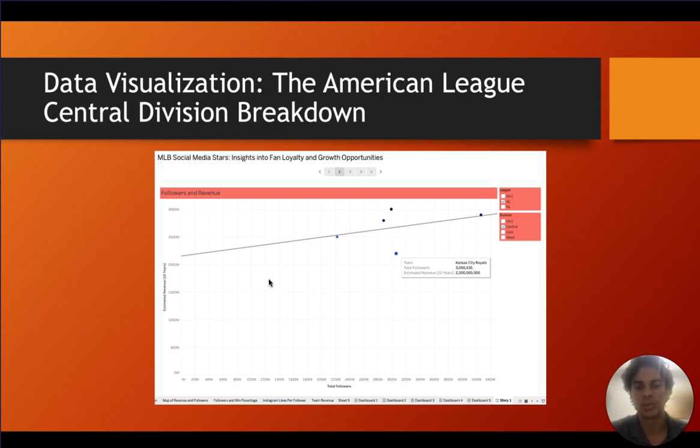The American League Central is a division with 5 teams: you have the Kansas City Royals, the Detroit Tigers, the Minnesota Twins, the Chicago White Sox, and the Cleveland Guardians. And so here you can see that we're showing the followers to revenue dashboard, and the scatter plot will show that the Kansas City Royals, their revenue is just way below. They're the second most followed team in the division, but their revenue is way below the other 4 teams.